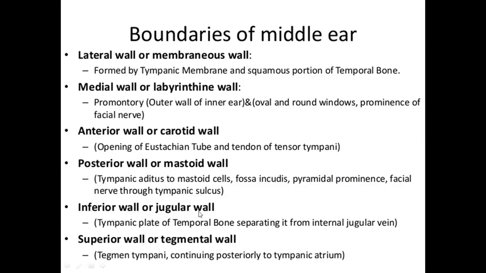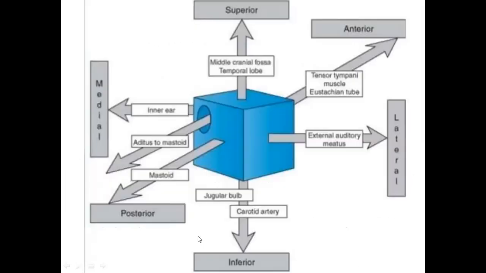The inferior wall or the jugular wall separates the tympanic cavity from the superior bulb of the internal jugular vein. It is also in the petrous part of the temporal bone. And the superior wall, this is called the tegmental wall. It separates the tympanic cavity from the middle cranial fossa, like the meninges of the middle cranial fossa and the temporal lobe of the middle cranial fossa. So all the things we'll discuss in a while.